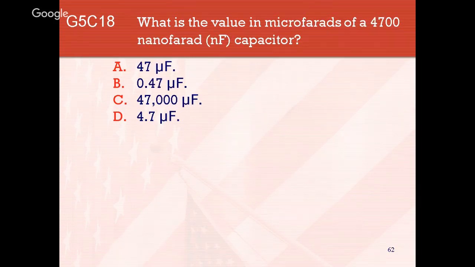What is the value in microfarads of a 4700 nanofarad capacitor? If you remember, again, you're going to move your decimal places. Since nanofarads are smaller than microfarads, you're going to move that decimal place from here to there to come up with 4.7 microfarads. That's a little symbol for micro, by the way, when it comes to capacitance. So 4.7 microfarads is the correct answer, D.